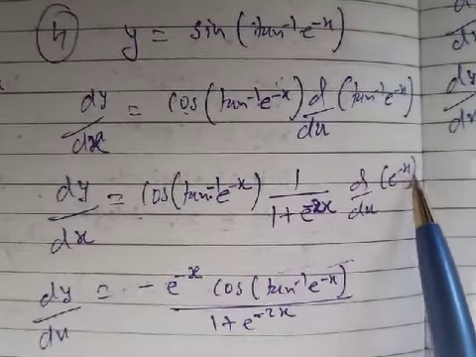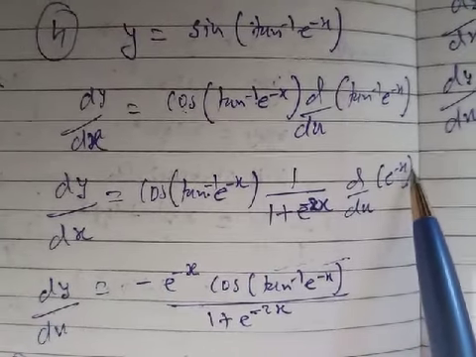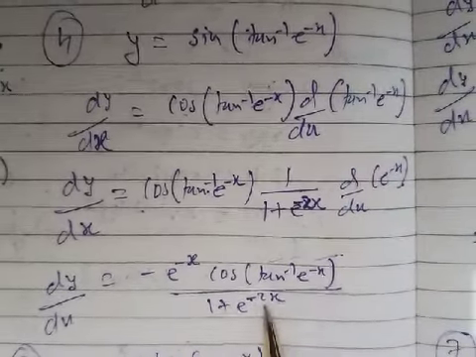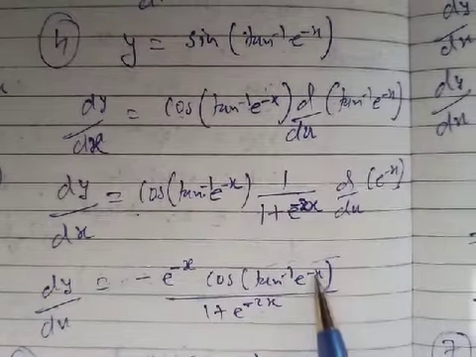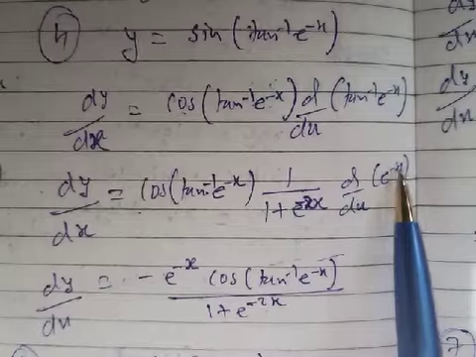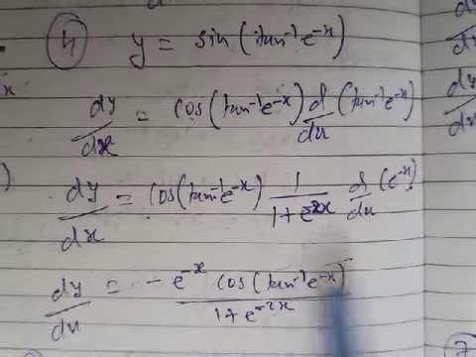Minus x, since minus x is there. Okay, what is the derivative of minus x? Minus 1. Okay, so this as it is, this is also as it is. Minus x. So what is here? Minus e raised to minus x. Got it? Okay, e raised to minus x and e raised to minus x.